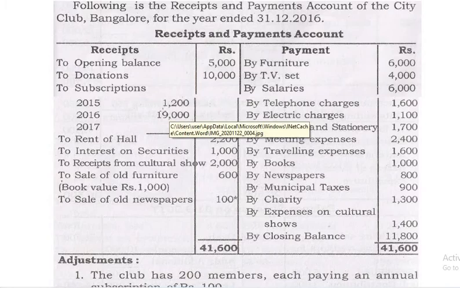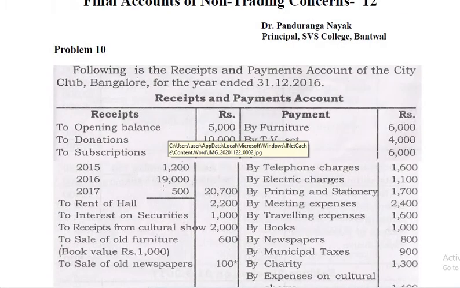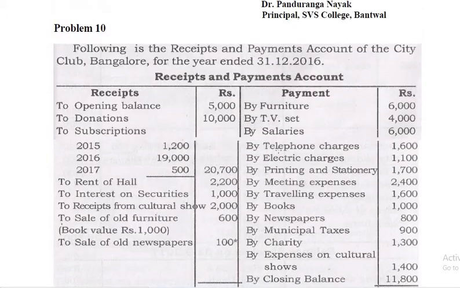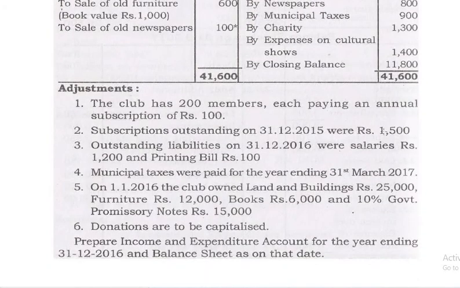Then here 1,200 has been given, whereas if you look at adjustment number 2, 1,500 is outstanding at the end of the previous year. So of that only 1,200 is received, therefore 300 is still receivable. That will come to the closing balance sheet. Here capital fund is not given, therefore you have to prepare the opening balance sheet. In the opening balance sheet, you have to show 1,500 subscription outstanding on the asset side. The 300 difference, which is still receivable, will come to the closing balance sheet.